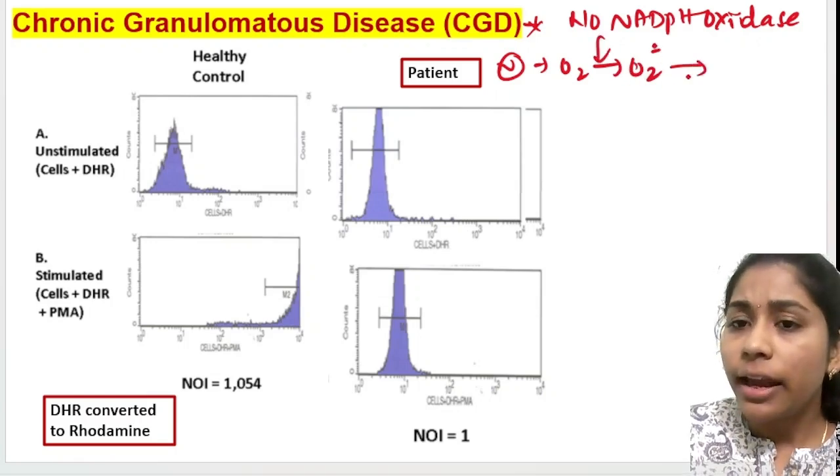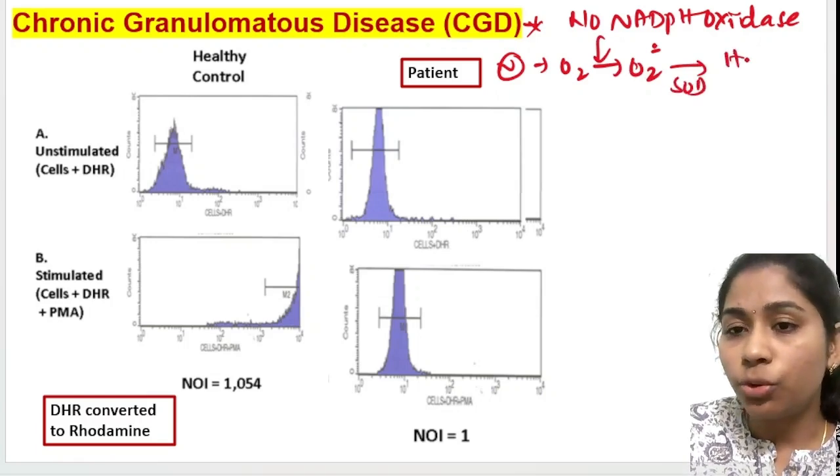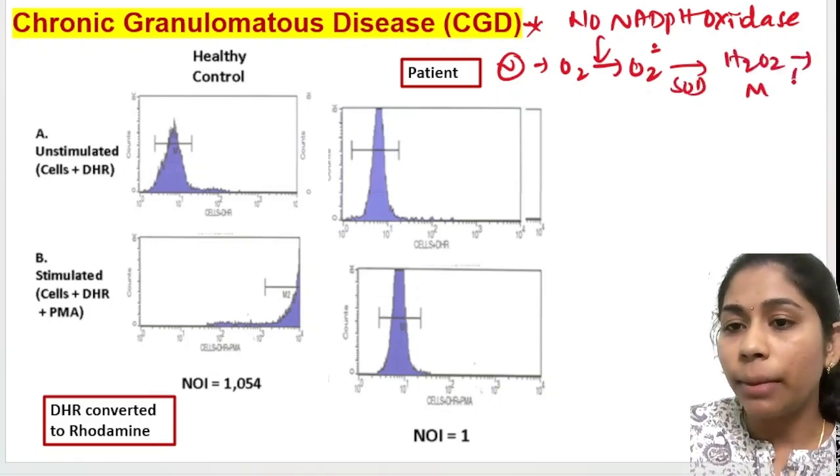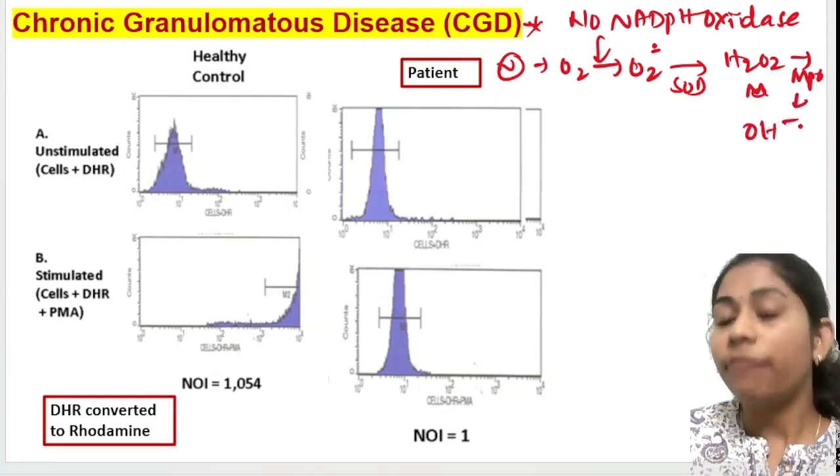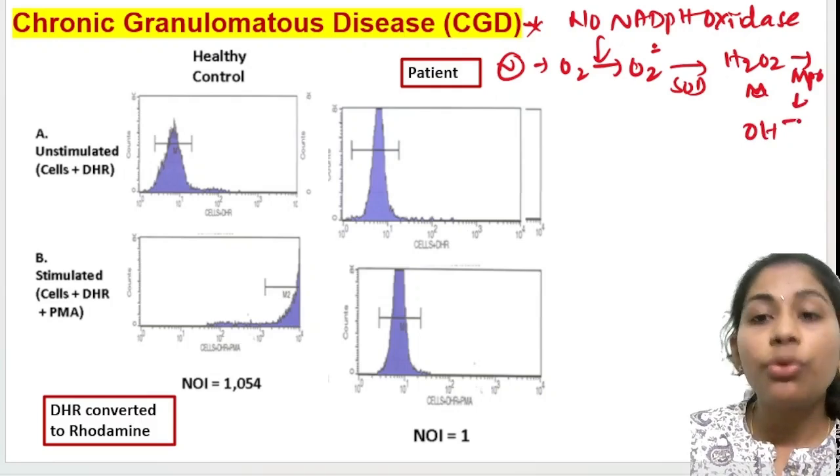Then this superoxide radical will be converted by superoxide dismutase to H2O2. Then this will be acted upon by the MPO, and that finally forms hydroxyl ions. Finally, free radicals are forming. So when does this happen?